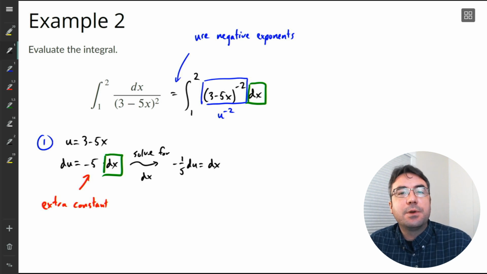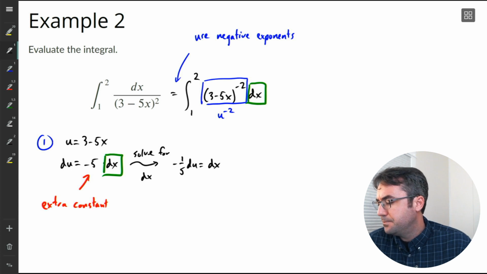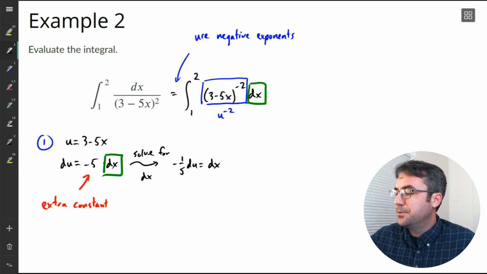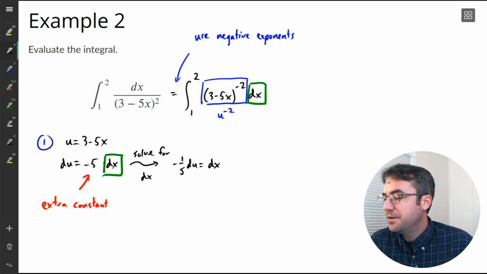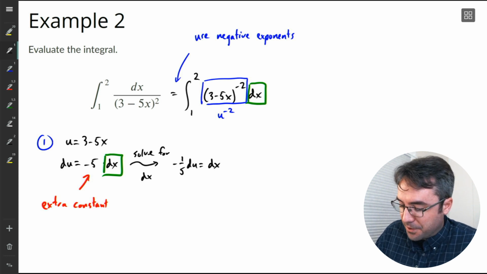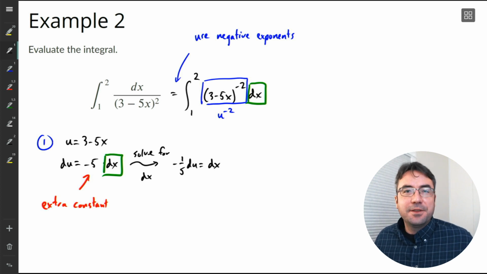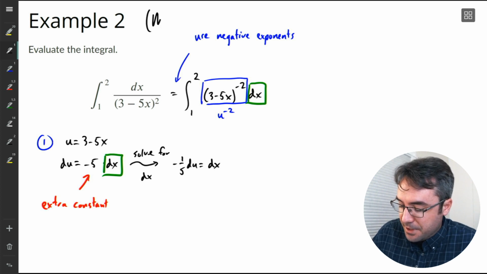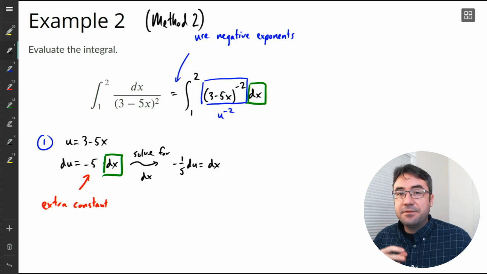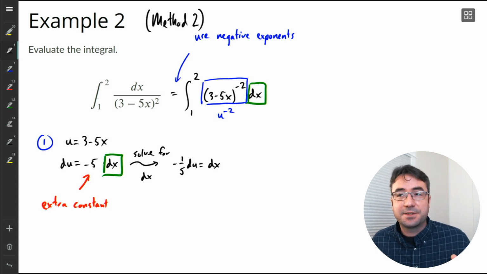Now we just need to decide how we want to do this. Do we want to use method 1? Do we want to use method 2? Do we want to convert our limits of integration? Let's use method 2 for this one. We'll do method 1 for the other one. So it doesn't matter. Either method, whichever one you like, is the one to do. Let's do method 2. So we're going to leave our limits of integration in terms of x.